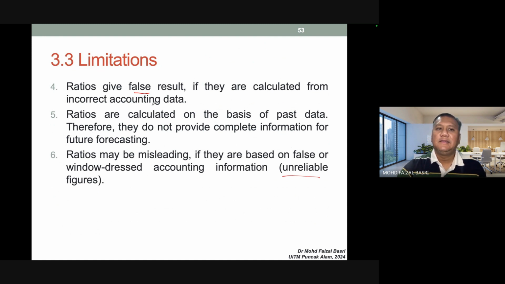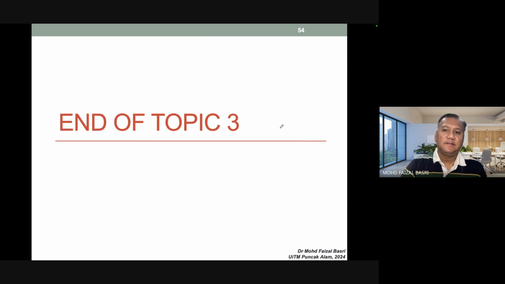And lastly, ratios are based on past data, so we cannot use historical data as future forecasting. We have to do additional analysis, additional techniques, in order to do forecasting. So we cannot use financial ratios standalone for forecasting. Right, so I guess that's about it for today. End of topic number 3.